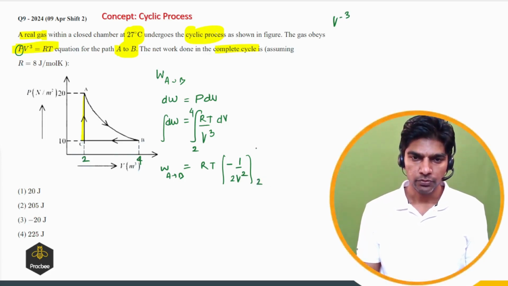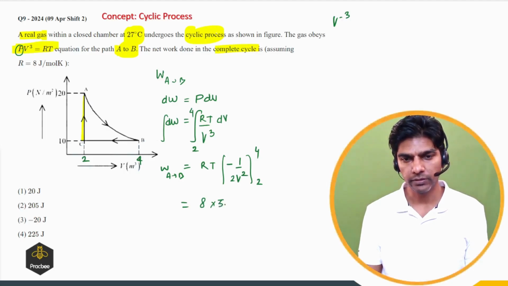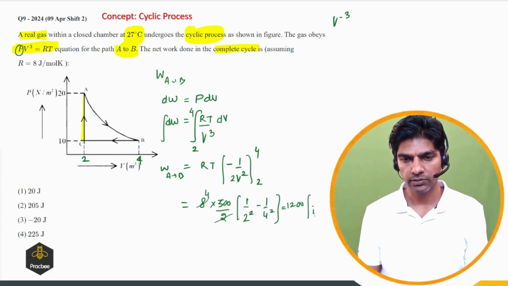And the limit is from 2 to 4. Now let us substitute the value. We have to take R as 8. Temperature is given as 27 degrees Celsius, so that will be 300 Kelvin times 2. We can take 2 out, and it will be 1 by 2 square minus 1 by 4 square. So this comes out to be, this will be 4, so 1200 times 1 by 4 minus 1 by 16.